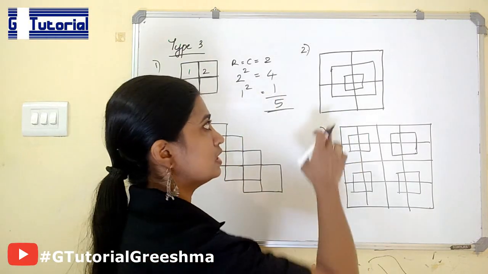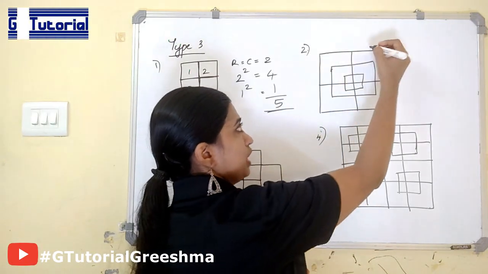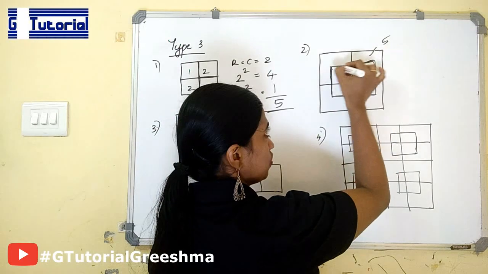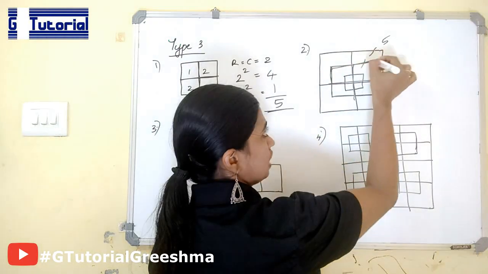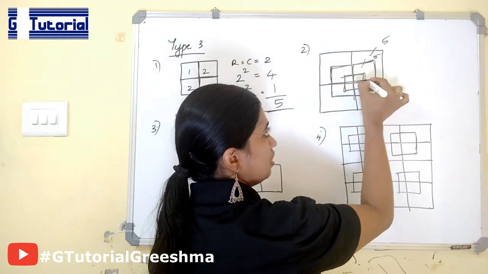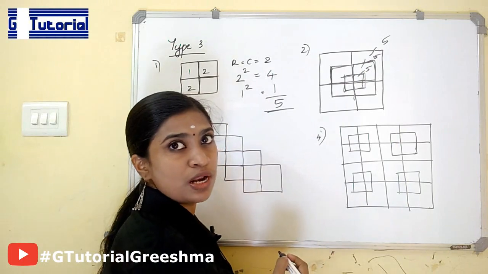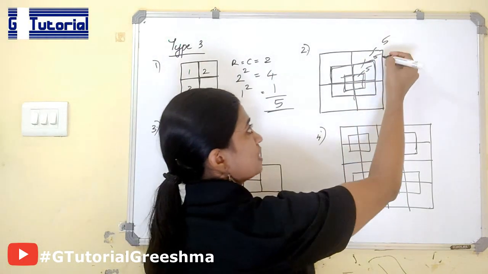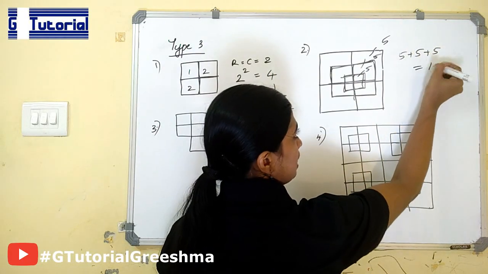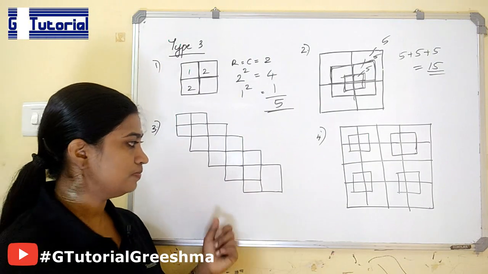This is the second problem. Here we can see that within the square there is a plus. So here there are 5 squares. Then here also there is a square with a plus within that. So here also there will be 5 squares. And then here there is a square with a plus sign. So here also 5. So the total number of squares in this type of problem is 5 plus 5 plus 5, which is 15. This is the second problem. Now we can see the third problem.